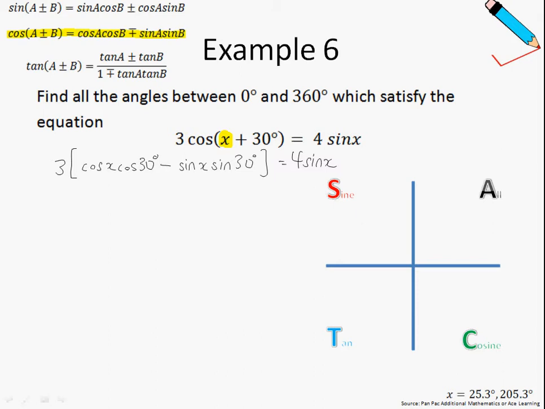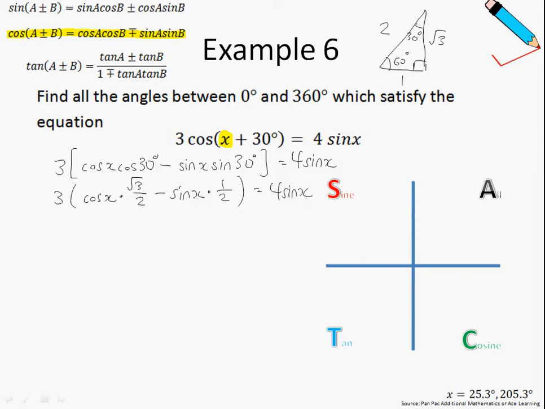At this point in time, realize that cosine 30 degrees can be simplified to become root 3 over 2. So if you have forgotten your special triangle, okay, let me just write it out for you over here. So sine of 30 should be half, and cosine of 30 should be adjacent over hypotenuse, which is root 3 over 2. So let me just simplify this for you. Cosine x multiplied by root 3 over 2 minus sine x multiplied by half equals 4 sine x.